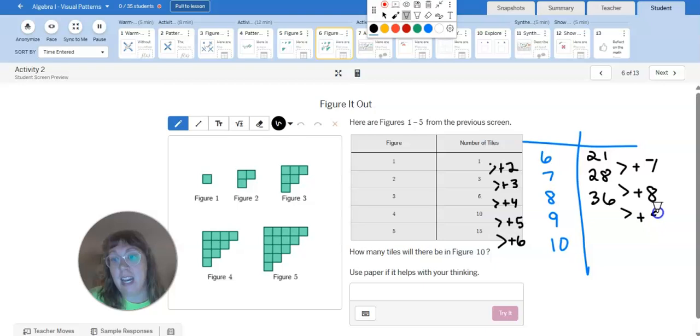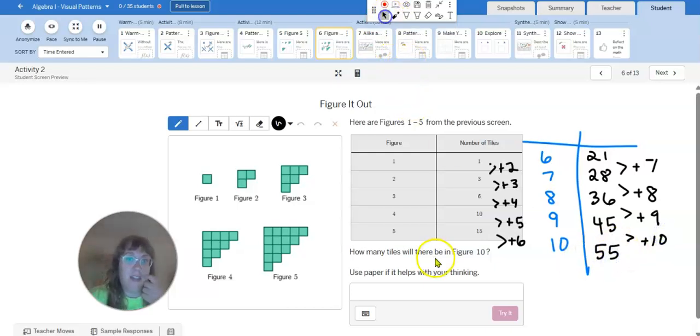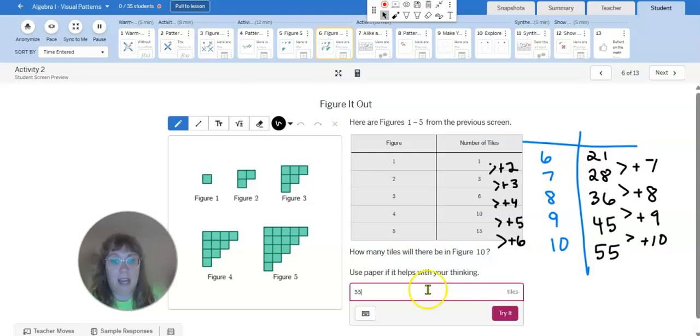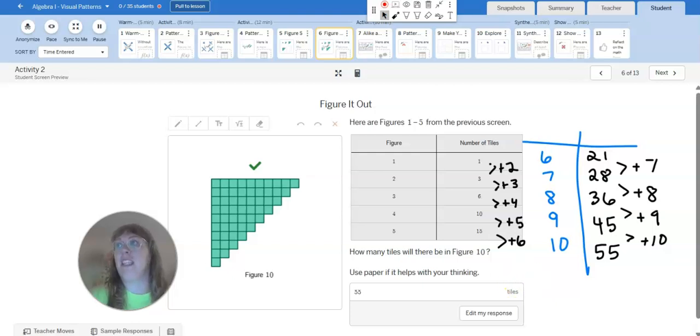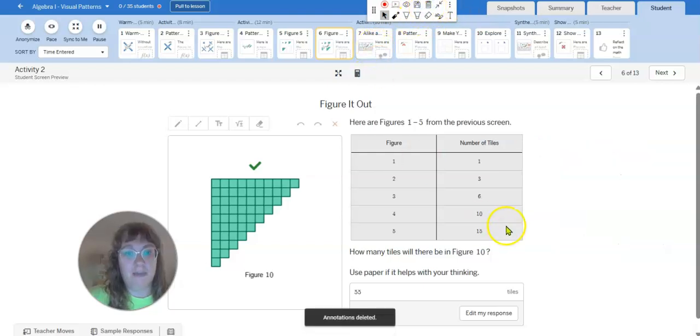Then we're going to add 9 to get 36 plus 9 is 45. And then finally we'll add 10 to get 55. And it says we can plug that in and hit try it. So here's figure 10. Let's see if our 55 tiles is correct. Voila! Brilliant. Looks awesome. Okay. Push ahead to slide 7.